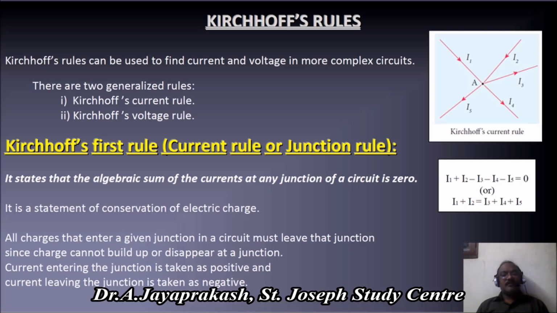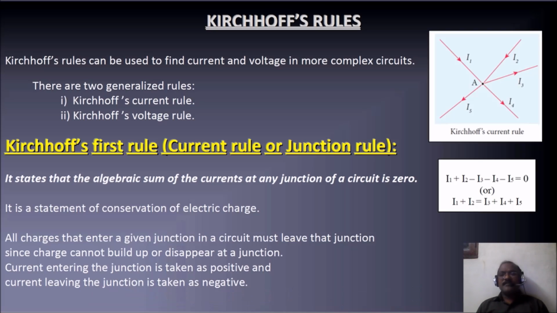Kirchhoff's first rule, the other name is current rule or junction rule. It states that the algebraic sum of the currents at any junction of a circuit is zero. This law is based on the law of conservation of energy. We know that energy can neither be created nor be destroyed. It will be converted from one form to another form. So here at the junction, charge cannot be created or lost. Whatever charge enters the junction has to leave from the junction. Based on this concept only, the law has been framed.